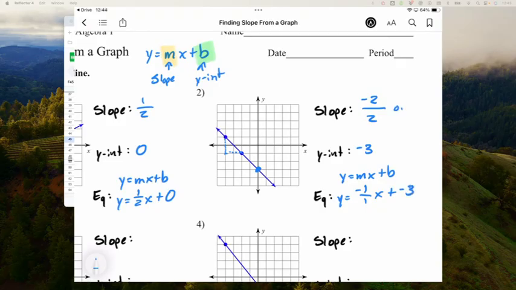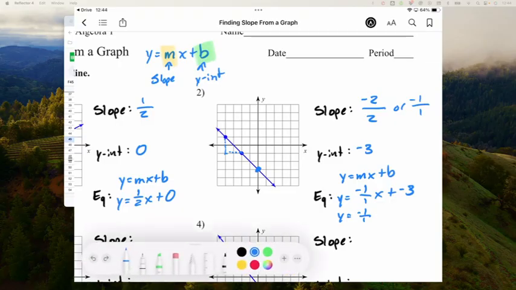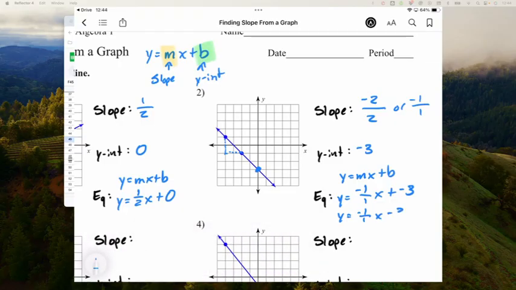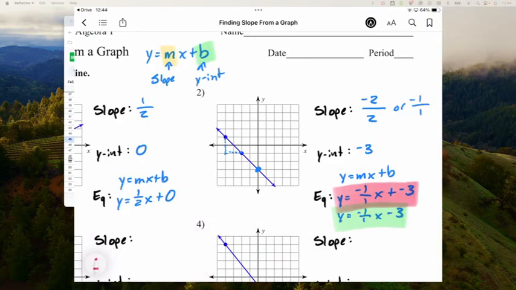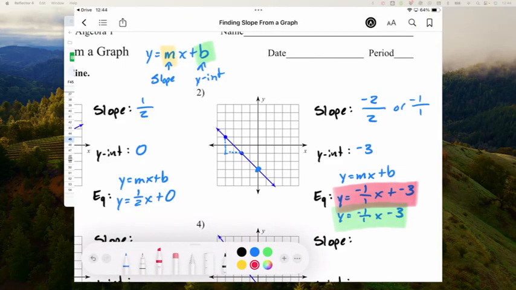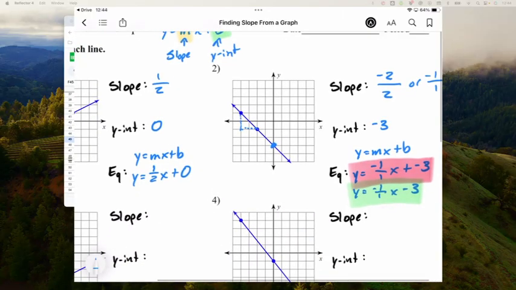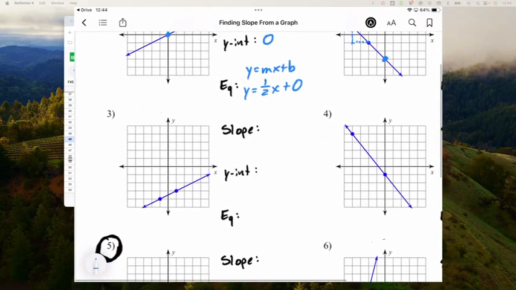Now this is a case where we have to be careful at the end there, because it is not okay to have a plus -3. We can only have one sign, so I actually need to rewrite that as y equals -1 over 1, x minus 3. The one I'm highlighting green is correct. The one that I'm highlighting red would not be acceptable. We cannot have a plus -3 at the end. It should only have one sign there anywhere in the equation.